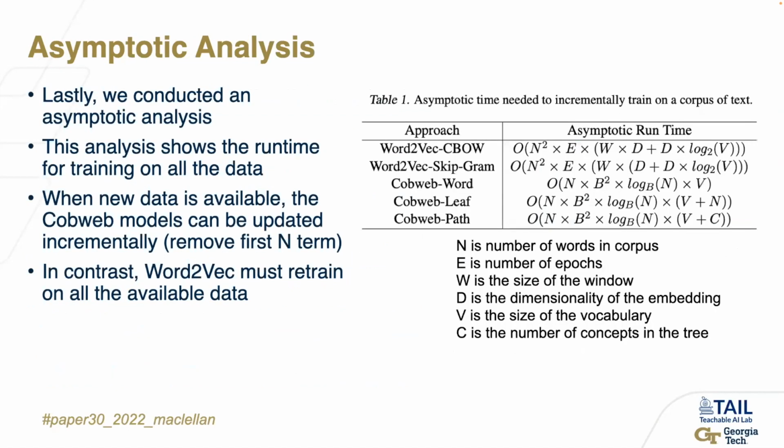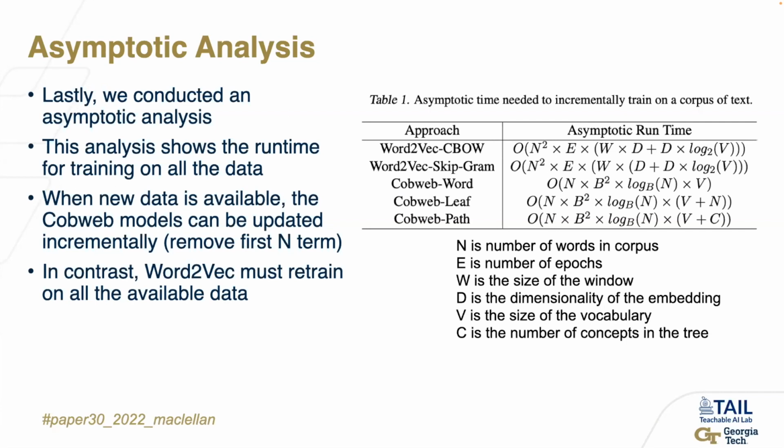So lastly, we conducted an asymptotic analysis of our approaches. And we found here that the word system had the most efficient runtime. It's basically n log n, where n is the size of the training set. And the remaining systems have roughly comparable performance. So the word-to-vec and the leaf systems and the path systems have roughly n squared log n performance.